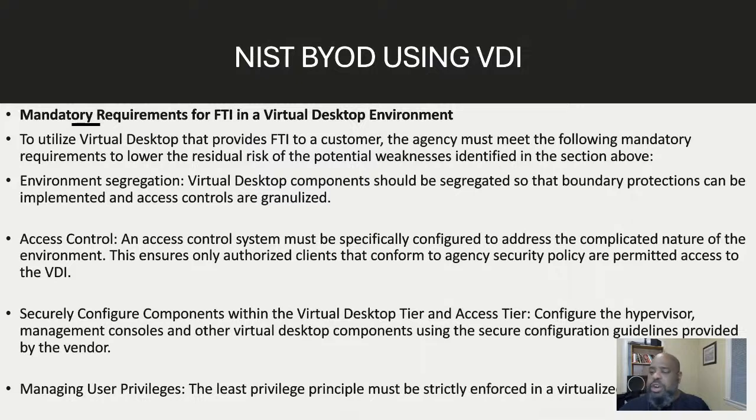So let's keep going. Mandatory requirements to utilize a virtual desktop that provides FTI to a customer. The agency must meet potential weaknesses identified in the section. Environmental segregation: the virtual desktop components should be segregated so that boundary protections can be implemented. Access controls are granularized: access control systems must specifically be configured to address the complicated nature of the environment. This ensures only authorized clients that conform to agency security policies are permitted to access the VDI. That's some of the things I was talking to Guillermo about.